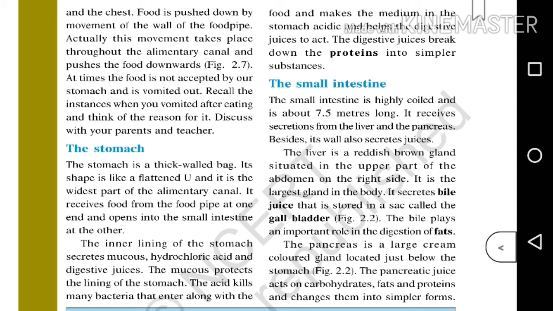At times, the food is not accepted by our stomach and is vomited out. Recall the instances when you vomited after eating and think of the reason for it. Discuss with your parents and teachers.